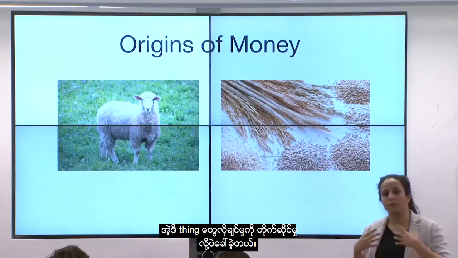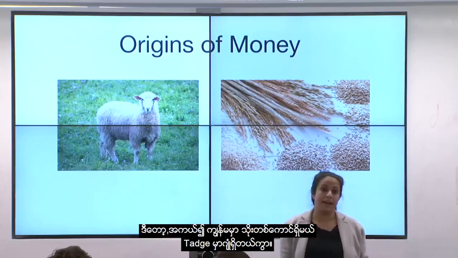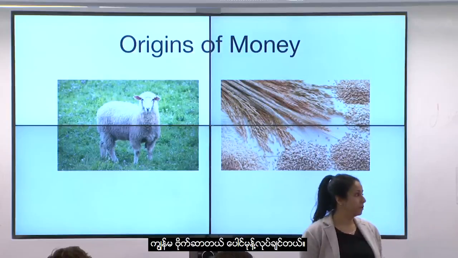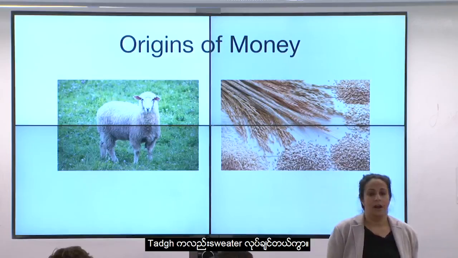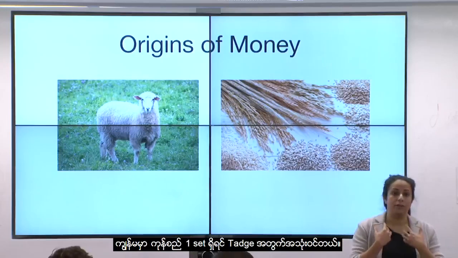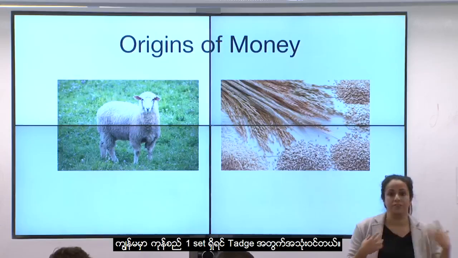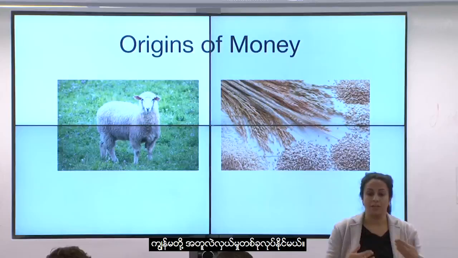There is this thing called the coincidence of wants. So maybe I have a sheep and Taj has some wheat. I am hungry and would like to make bread. Taj would really like to make a sweater. And so we can barter, we can trade. I have one set of goods that is useful to Taj. Taj has another set of goods that are useful to me. We can get together and make an exchange.